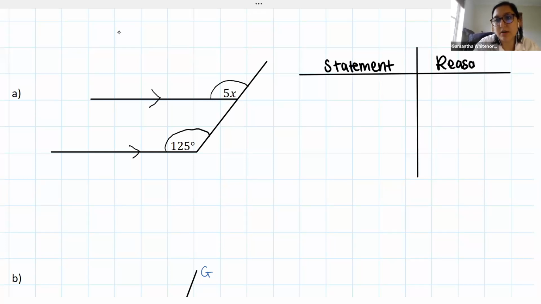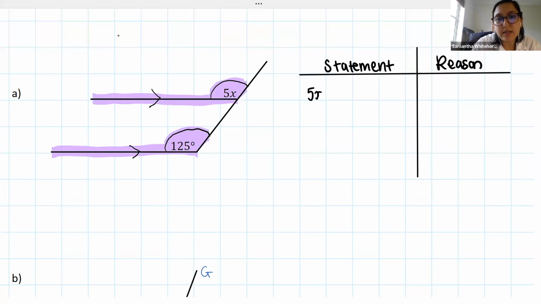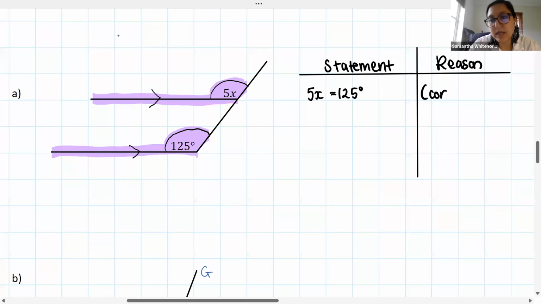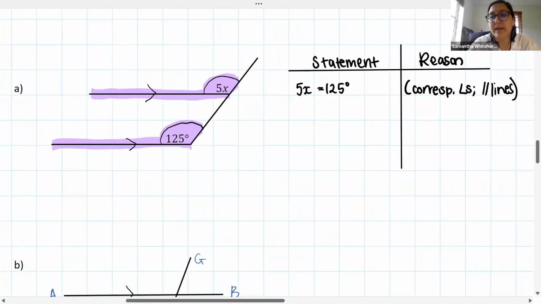Okay. So guys, remember corresponding angles, these parallel lines that we have. Again, my arrows are not great on these parallel lines, but it's fine. We just move with it. Because I've got those parallel lines, I know that the angles in corresponding positions, exactly as was said, are equal to each other. So we can now set up our statement. We know that 5x is equal to 125 degrees. My reason, corresponding angles. And now, guys, we always state the parallel lines because there's no labels here. That's not the end of the world. All we say is parallel lines. That's absolutely fine.